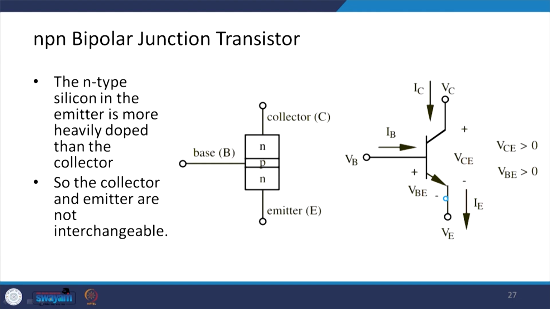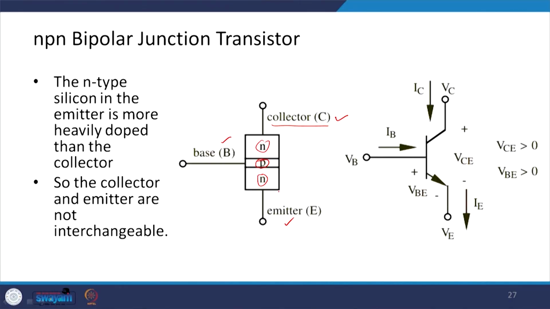In this figure you can see that this is an NPN transistor. So, this is the p type silicon, we have n type silicon here. The one n terminal connected here is called the collector, the central one is called the base, and here this is called the emitter. The n type silicon in the emitter is more heavily doped than the collector, as you can see in this figure. So, basically we cannot interchange them, we cannot make the emitter the collector and the collector the emitter, because their doping is different. So, emitter and collector are not interchangeable.